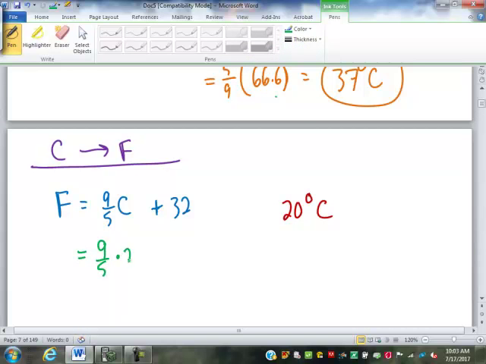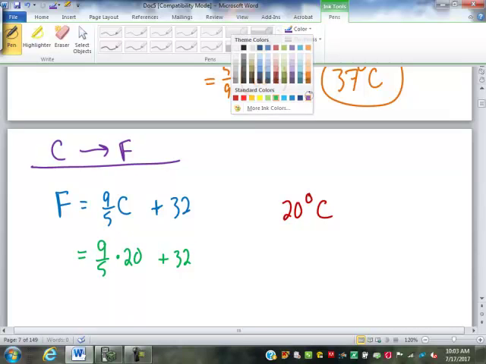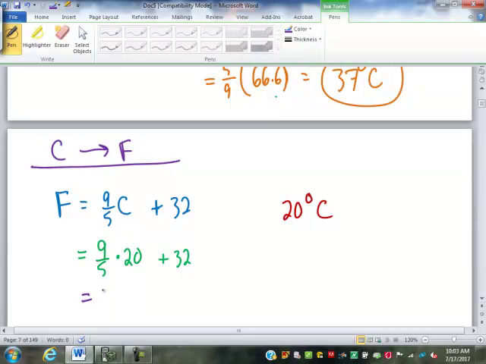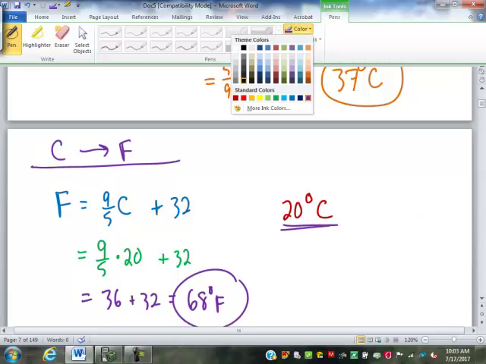9/5, we put 20 in where C is, plus 32. 9/5 times 20 is 36. 36 plus 32 is 68 degrees Fahrenheit. So a 20 degrees Celsius day is 68 degrees Fahrenheit. To me, that's a nice day. That's where I like it. But it's probably a little chilly for some.